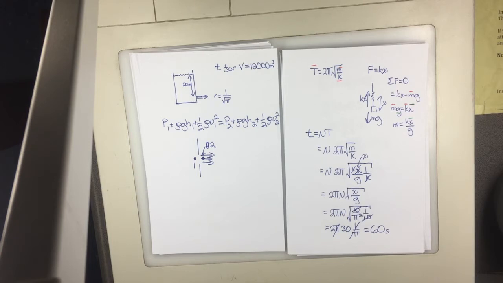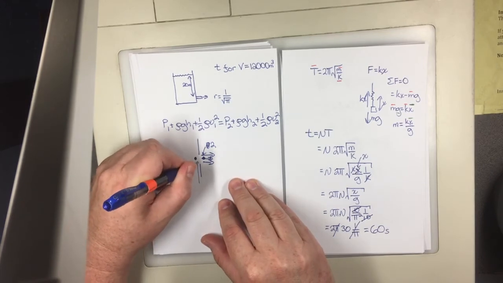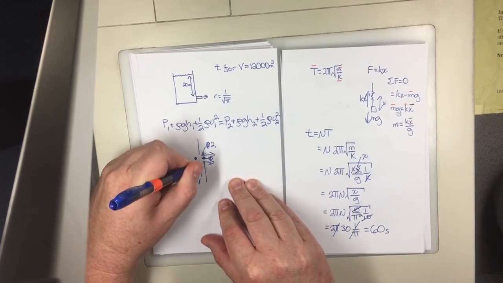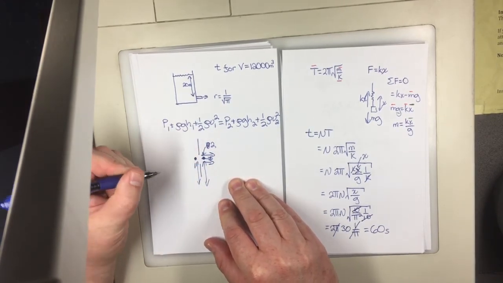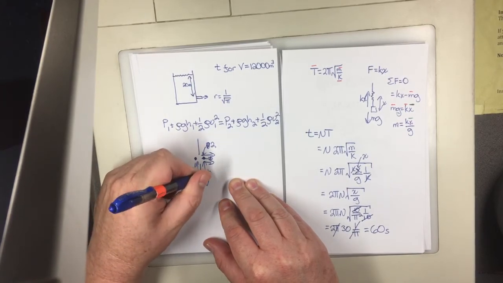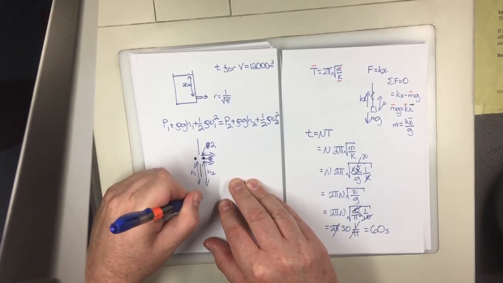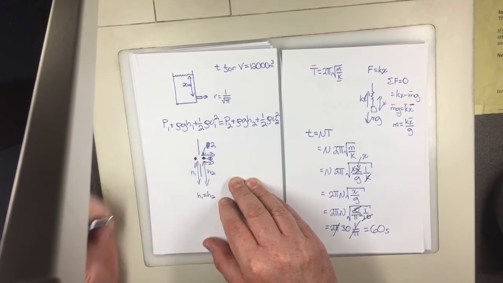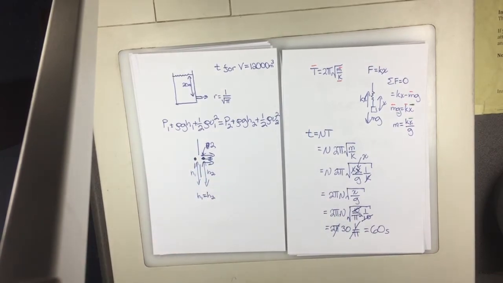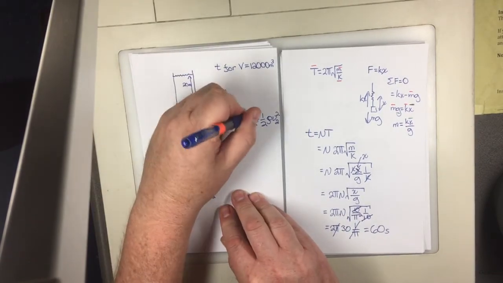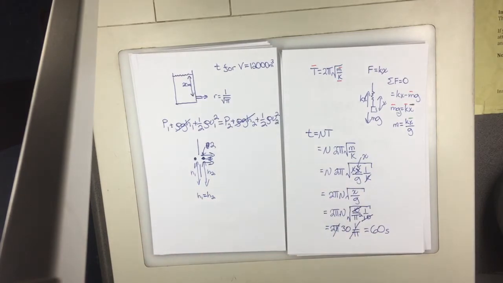The thing that I'm going to knock out first is H1 and H2. H1 and H2 are those vertical heights. And H1 is equal to H2. So they go away. They cancel.